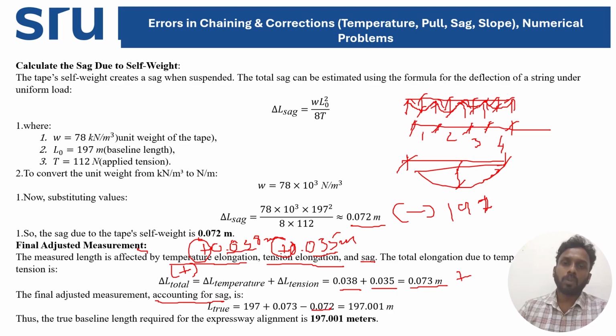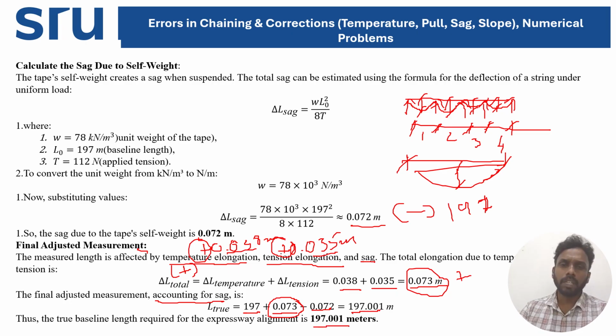So for the true length, your measured length is 197 meter, measured using your tape, right? And this is the correction for temperature and tension, which is 0.073. We have added this already. So we got the answer of 0.073 and we are adding that correction. And as I said, your sag is always negative, so we are subtracting that 0.072 and your final answer is 197.001 meter. Okay, right? So this is your final correction.